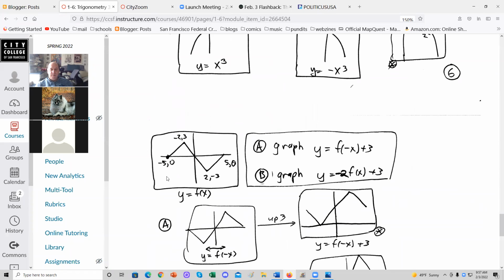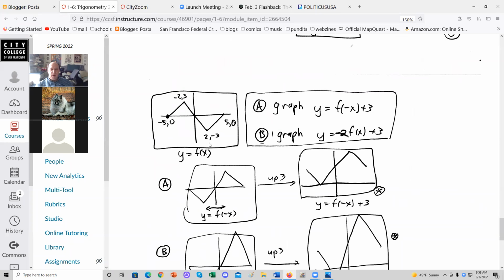Now here the book gave an example. Here's this kind of jagged graph going from -5 to 0 to -2 by 3 to 2 by -3 to 5 by 0. Here they asked to graph y equals f of negative x plus 3, and b is to graph y equals -2 f of x plus 3. Okay, here's a graph of f of x. F of negative x is flipped left for right. Then adding 3 moves it up 3, so you get this graph here.